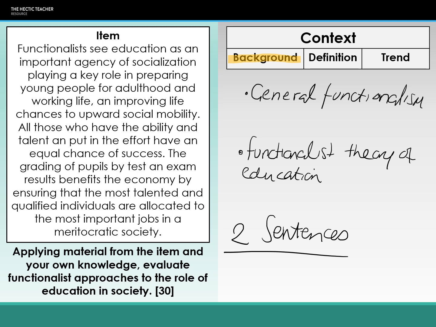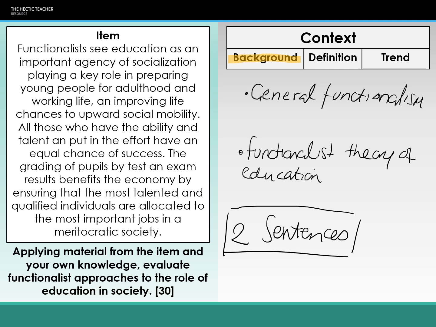Okay, so remember the context is only about 2 sentences, but we're looking at what is functionalism and what do they think about education. Those are the 2 key questions that you need to answer in those 2, possibly 3 sentences. Okay, so this is what you would write in that section of your essay plan. You need to highlight the box to say which type of context it is, and you need to then tell me what you're going to write.